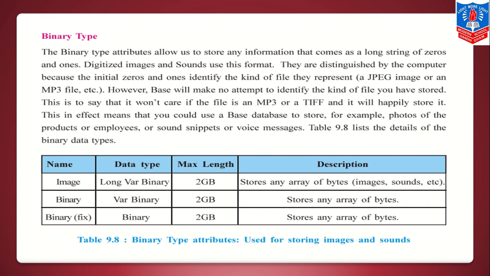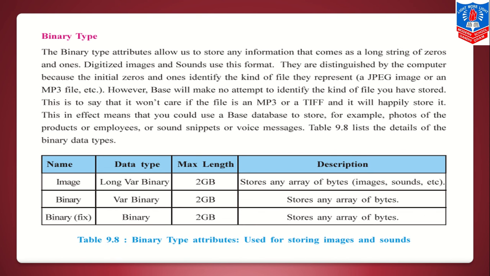Next is binary. The binary attributes allow us to store any information that comes as a long string of zeros and ones. Digitized images and sounds use this format. They are distinguished by the computer because the initial zeros and ones identify the kind of file they represent, okay, JPG image or MP3 files and so on. However, Base will make no attempt to identify the kind of file you have stored. This is to say that it won't care if the file is an MP3 or a TIFF, tagged image file format. It will happily store it.